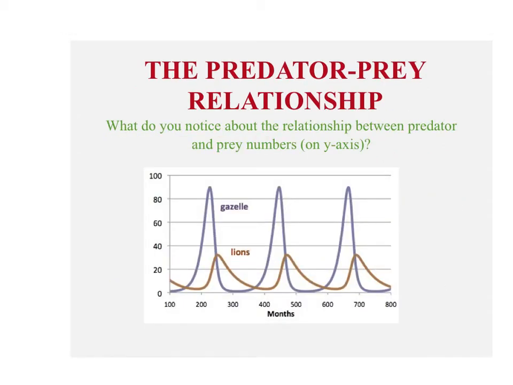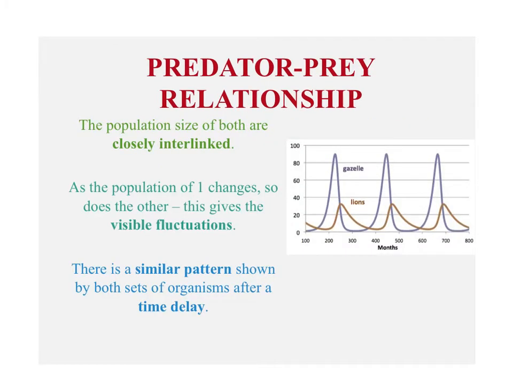But here we can see a standard graph that shows predator and prey relationships. So in this case, lions are the predators and gazelles are the prey. But what do you notice about the relationship between the two individual populations and the numbers of predators and prey on the y-axis? So pause, have a think, look at the patterns, and play again when you are ready.